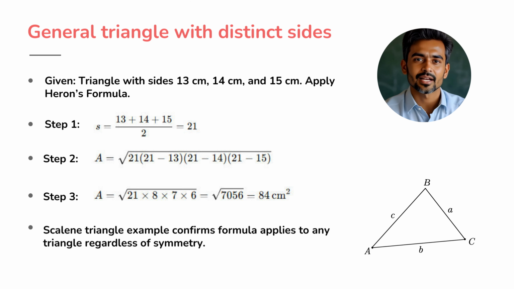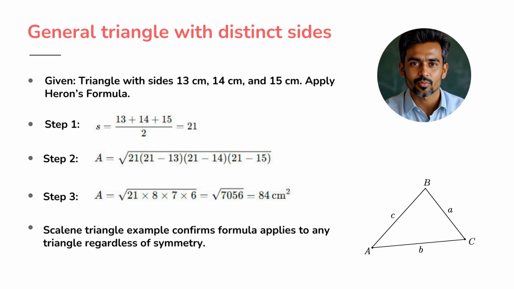Now, let's tackle a scalene triangle where all 3 sides are different. Given sides are 13 centimeters, 14 centimeters, and 15 centimeters. We'll use the same process to find the area. Step 1. Calculate semi-perimeter S is equal to the sum of 13 plus 14 plus 15 divided by 2. That's 42 divided by 2. So S equals 21.